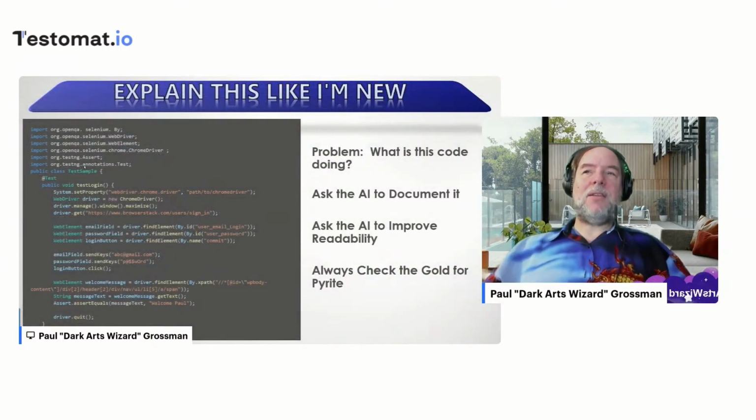So we have fixed our code over here. I've asked the AI to document it. I've asked it to improve readability by changing the variables. But the one thing you always have to check, like I said, is the iron pyrite in there. Is this really well done?